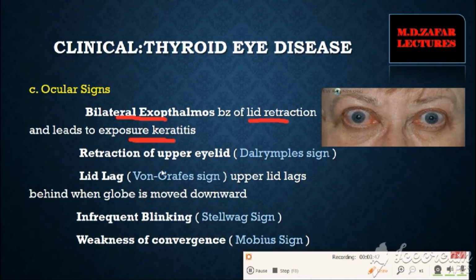As you could see, retraction of the upper eyelid, also known as Dalrymple sign, as could be seen over here, that the eyelid is moved upward. Now, when the globe of the eye will move downward, the eyelid will not follow it. There will be this lid lag known as von Graefe's sign. Then there will be infrequent blinking known as Stellwag sign, and weakness of convergence known as Mobius sign.